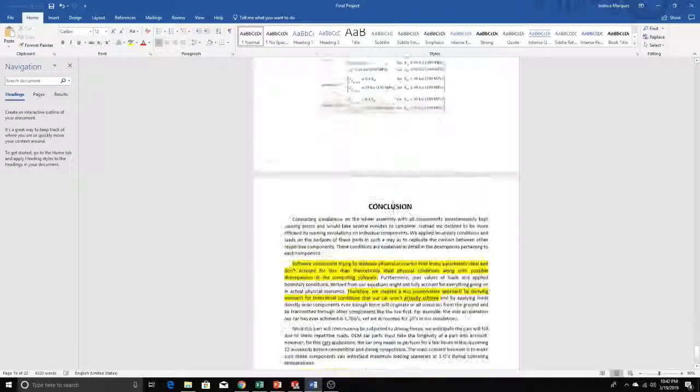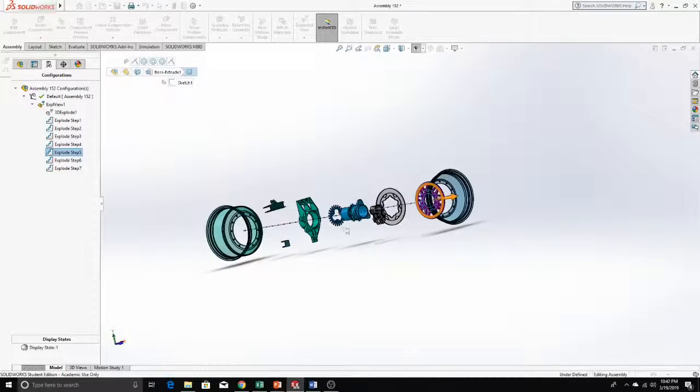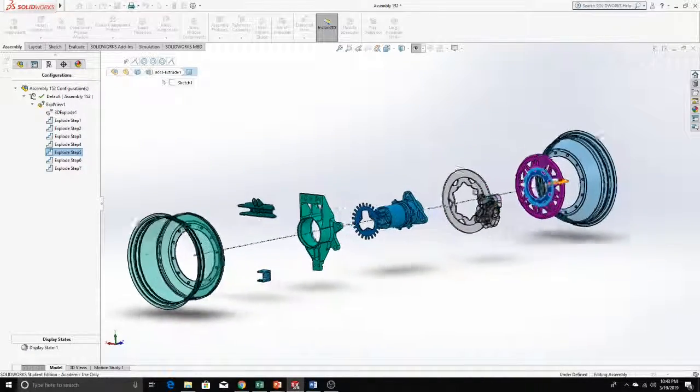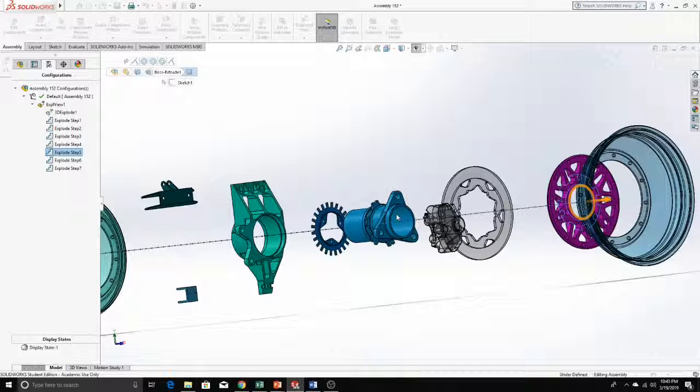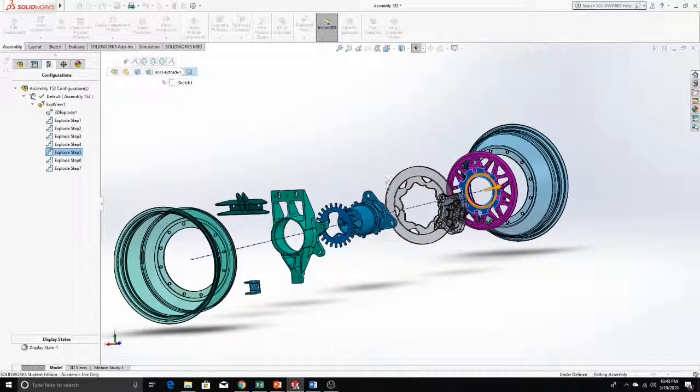And so basically we learned, in the conclusion, that the software simulations trying to replicate these physical scenarios hold many parameters ideal and don't account for less than theoretically ideal physical conditions. So we basically created a less conservative approach by deriving numbers for theoretical conditions that our car won't actually achieve. For example, our car won't actually achieve 2G acceleration or 2G braking, but that's what we accounted for. From physical testing, we saw that it only reached up to 1.75 G's acceleration, but we don't mind a less conservative approach in order for us to have factors of safety that are actually true and viable.